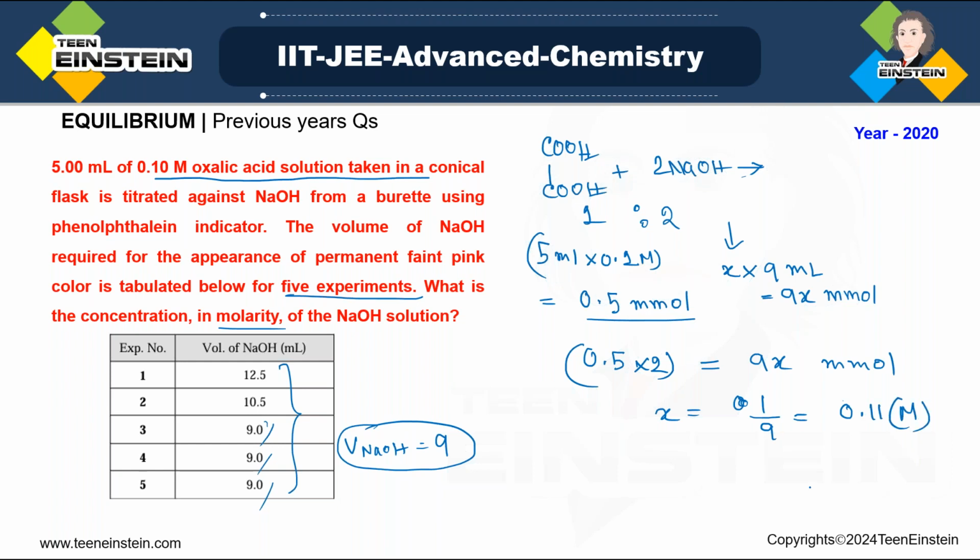So this is our final answer. What is the concentration of NaOH in molarity? And the answer is, it is 0.11. Okay.